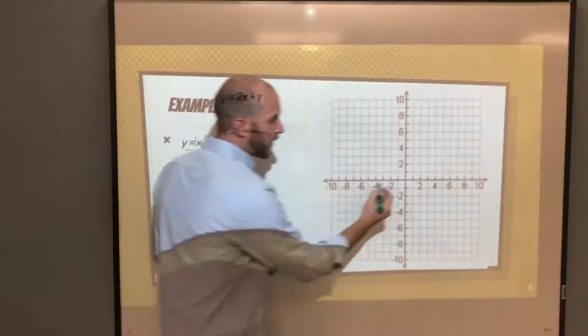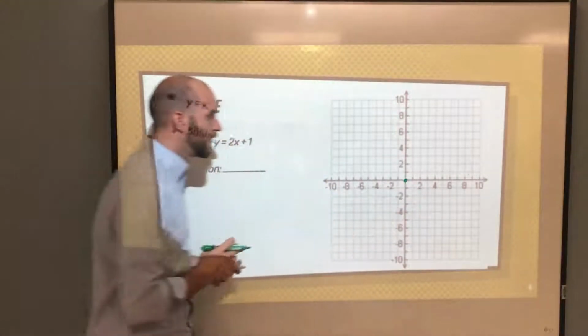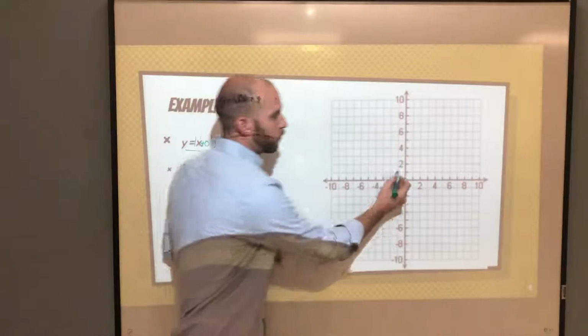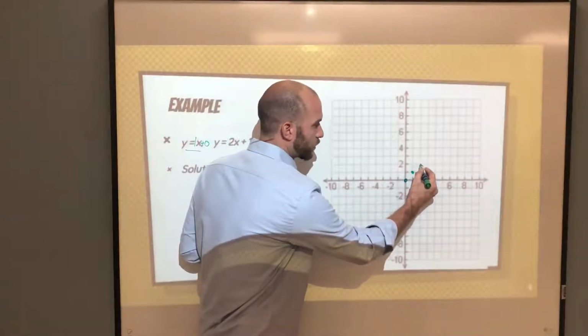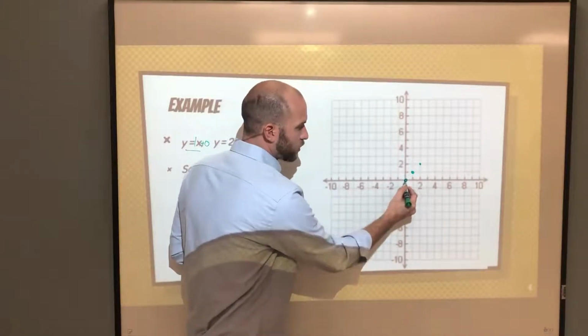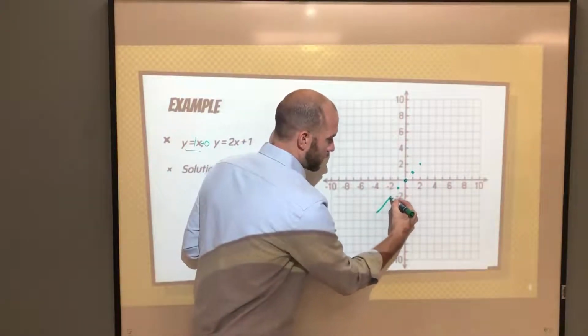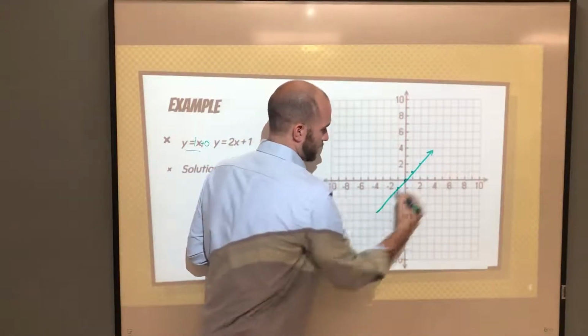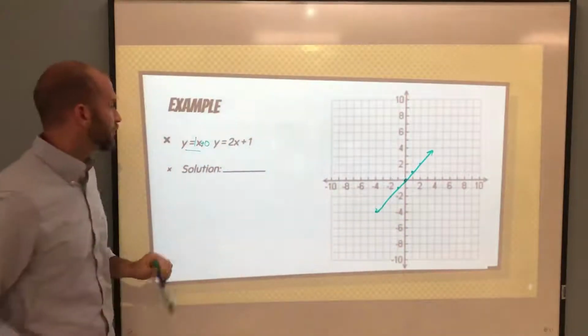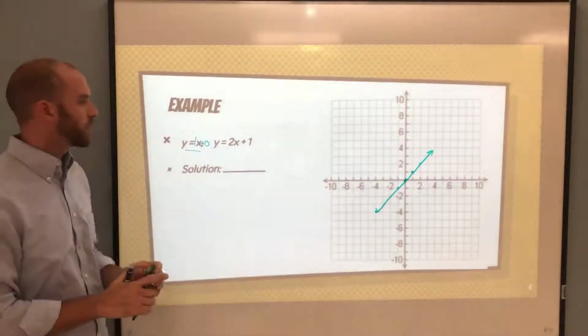We're going to start at our y-intercept of 0 at the origin. And since our slope is 1, we'll go up 1 and to the right 1, and up 1 and to the right 1. And maybe for good measure, we'll go to the left 1 and down 1 so that we can continue the trend of this line. So there's our first line, and our second line is y equals 2x plus 1.